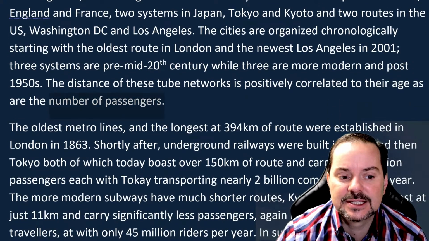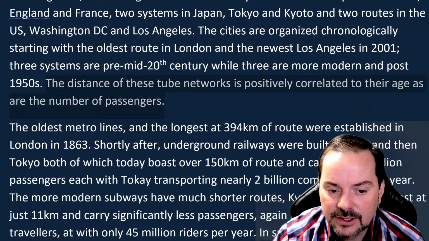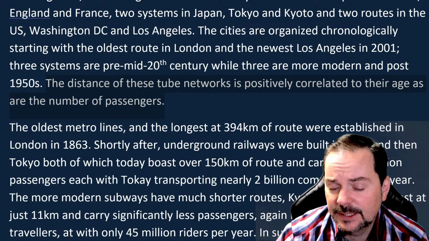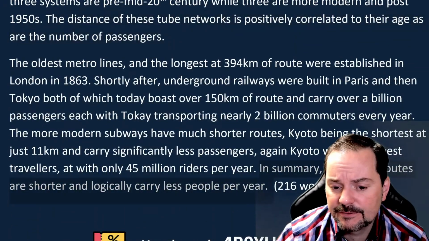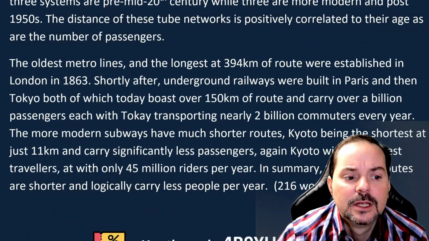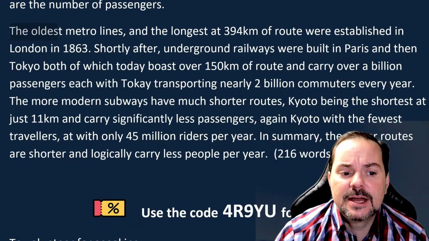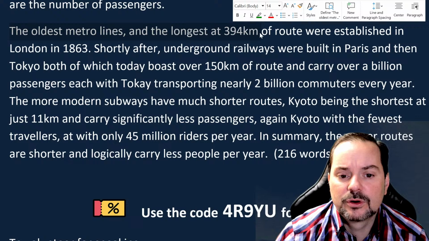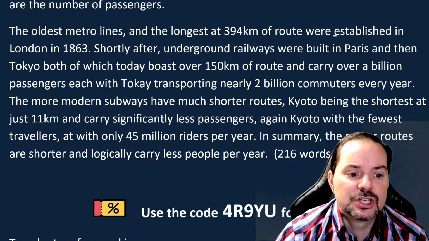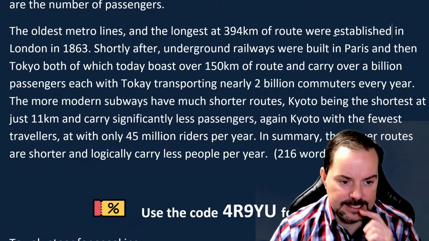So I think this is the sentence here, Anahita, that you're talking about. Now, it's not the exact same sentence. This is a paraphrase here at the end, right? The oldest metro lines and the longest, at 394 kilometers of route, were established in London in 1863.